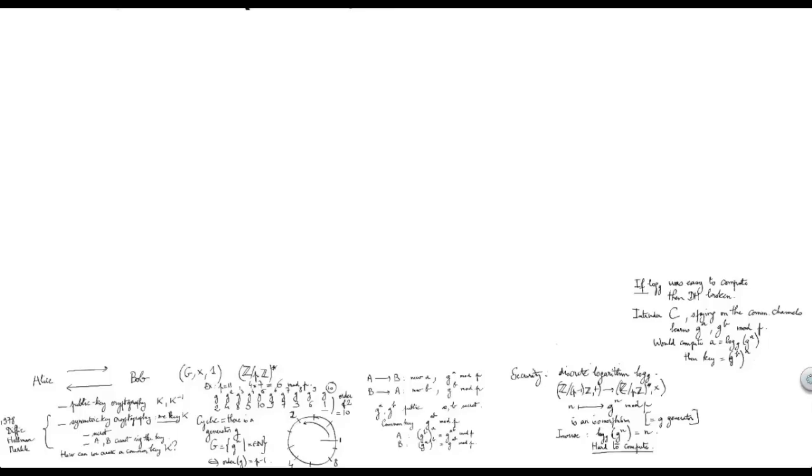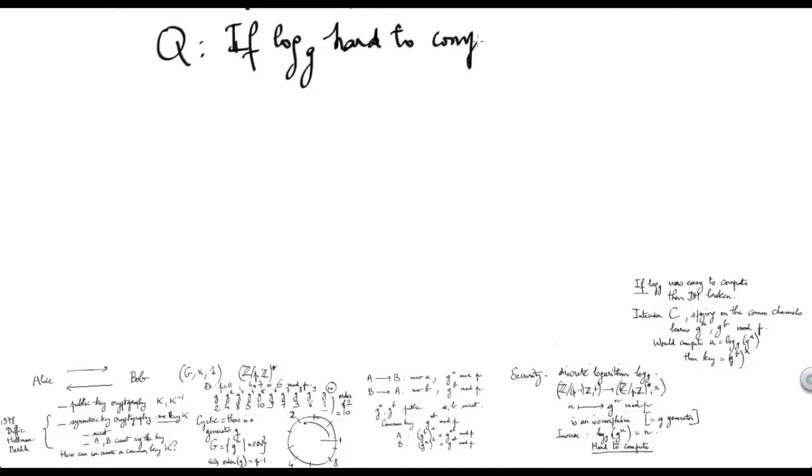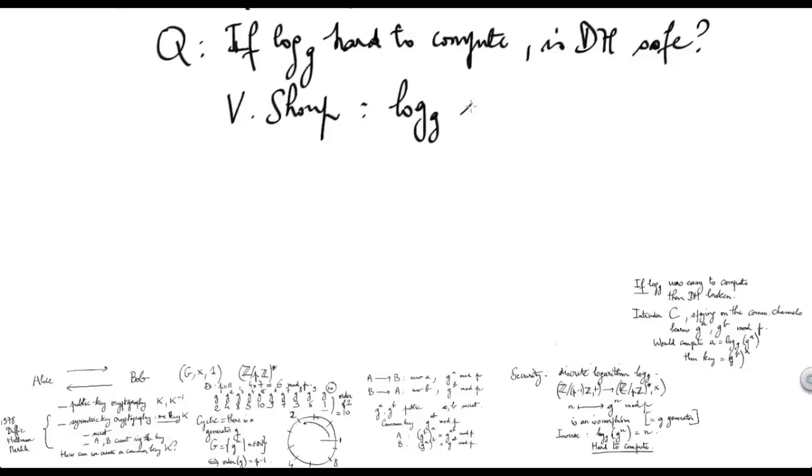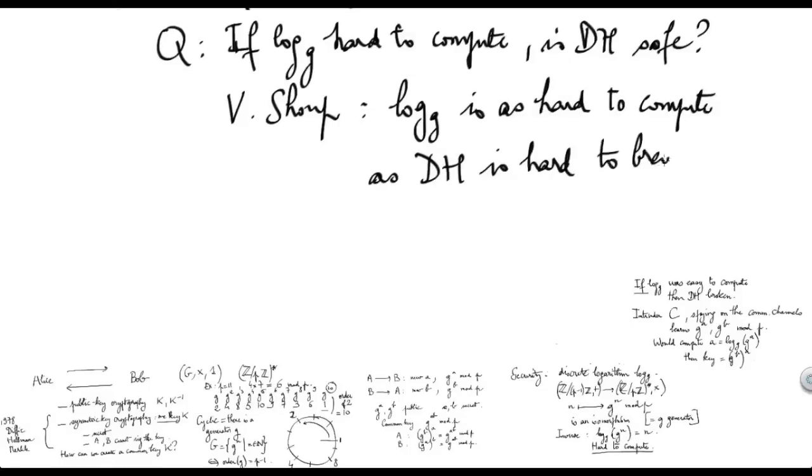That is not a complete security argument. We would actually want to prove, or question, whether the converse direction holds. That is, if log G is hard to compute, is DH, Diffie-Hellman, safe? It's generally believed so, and in particular Victor Shoup provided an argument that log G is as hard to compute as Diffie-Hellman is hard to break in the so-called generic model, which I won't delve into because it's really too technical.